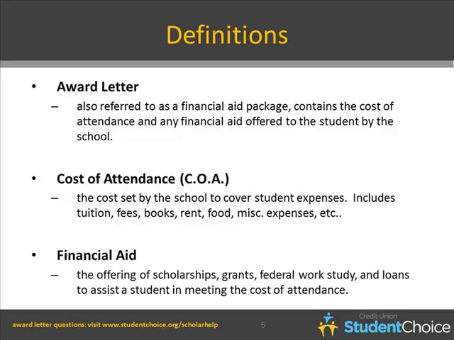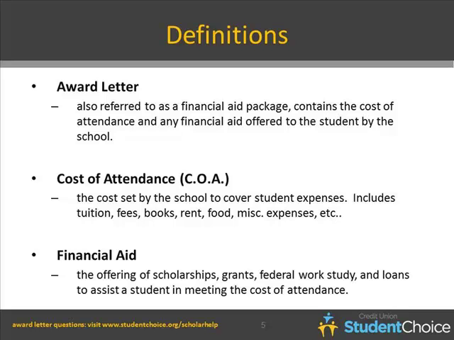On your award letter, again, it should contain the cost of attendance, also referred to as COA. It's important to understand that the cost of attendance is set by the school. So each school will set their own cost of attendance, and it's there to cover the student's expenses. So this would include tuition, fees, books, food, miscellaneous expenses, rent. Some schools will include a cost for laptops. If you are a parent, some schools may include costs for dependent care while you attend school. So again, each school will set their own cost of attendance, and it's basically the cost that the school states the student needs to go to school and have their expenses covered.